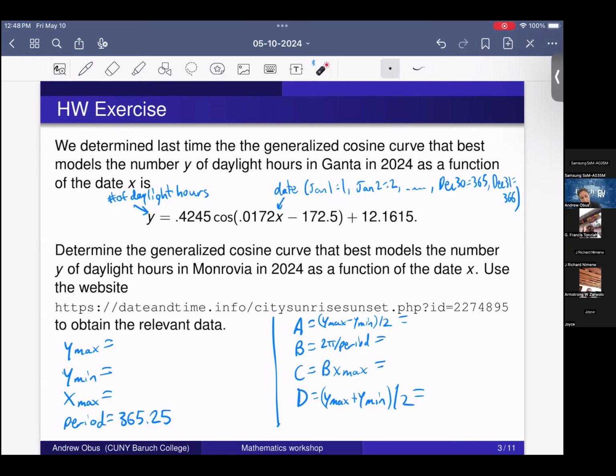Okay, so before we get these actual numbers, does everybody understand what we're doing? We can't figure out what the curve is until we know the actual data, right? In order to get the data, we need to actually look at the data. And we're going to get the data from this website, dateandtime.info.